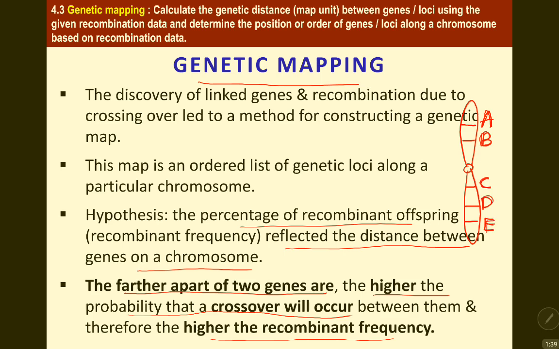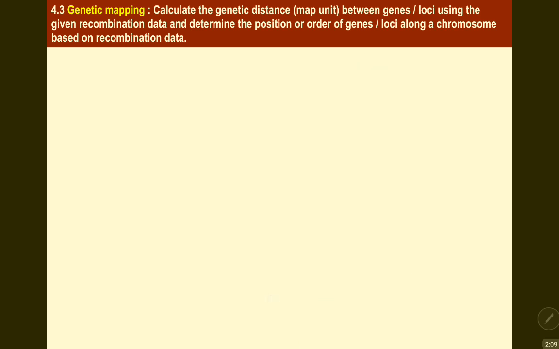So the hypothesis here is that when the genes are farther away, like for example A to E, then the higher the chance that crossing over will occur, compared to genes which are very near to each other, for example C and D. C and D are very close to each other, so most probably they are very hard to cross over when they form the homologous chromosome.